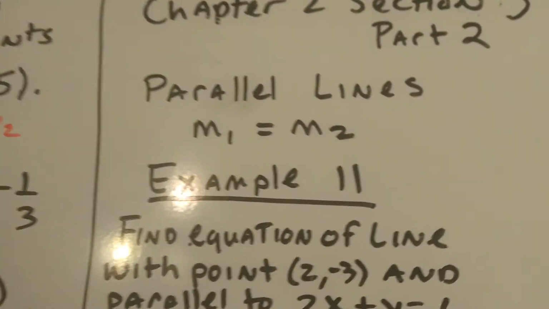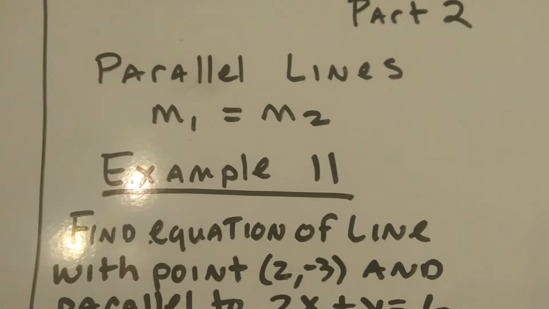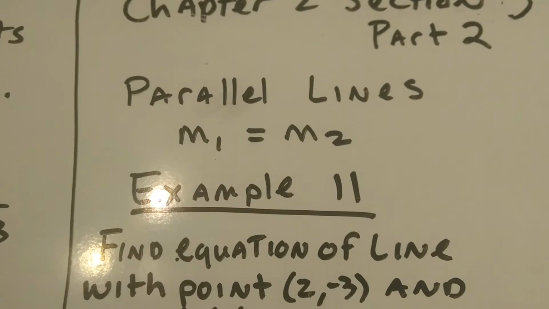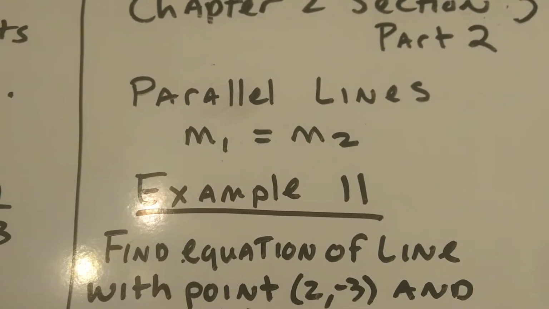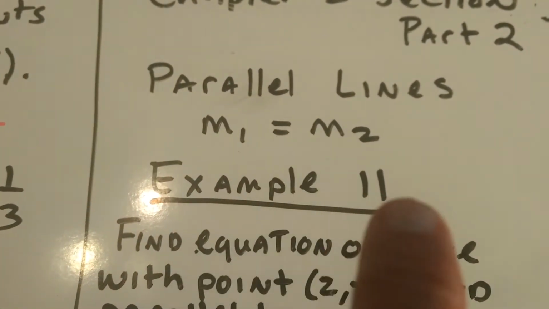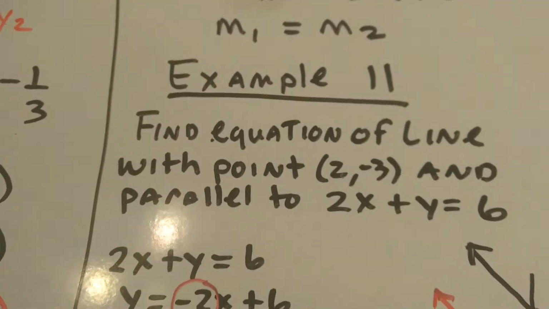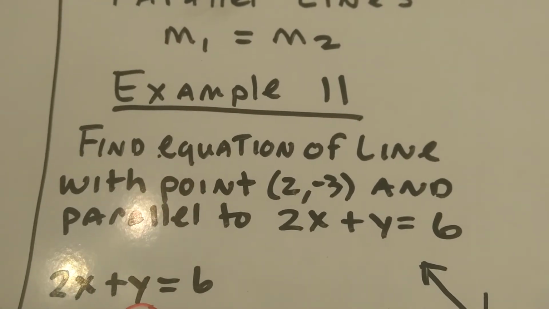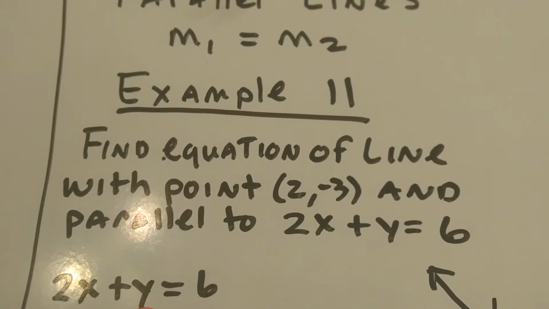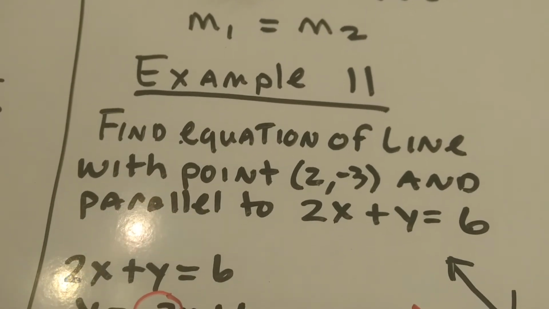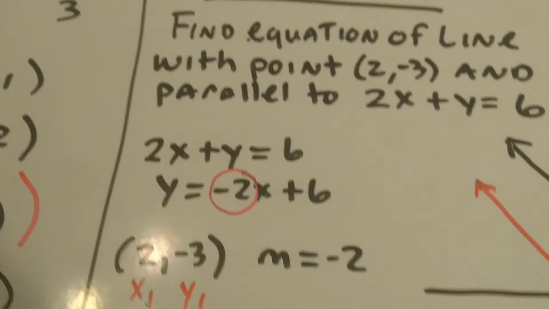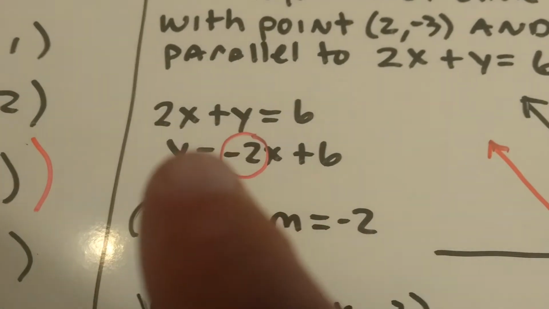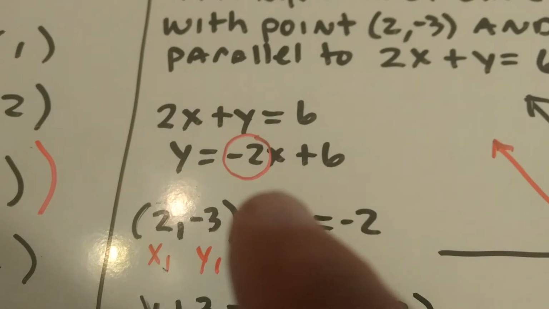We also have to look at problems where we're using point slope when we have parallel lines, and say we have the equation of one line but don't have the equation of the parallel lines. Parallel line slopes are always equal. So example 11 in your textbook says find an equation of a line with point 2, negative 3 and parallel to the equation 2x plus y equals 6. Well, the first thing I do is I take 2x plus y equals 6. I subtract the 2x over and get in slope intercept form.